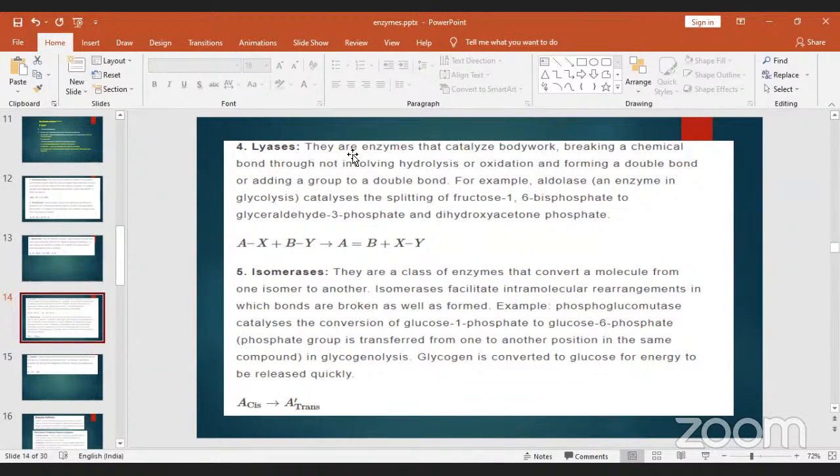See, they are enzymes that catalyze breaking a chemical bond through means not involving hydrolysis or oxidation, and forming a double bond or adding a group to a double bond. So lyases is nothing but splits the substrate in the absence of H2O. Split the substrate, absence of H2O.